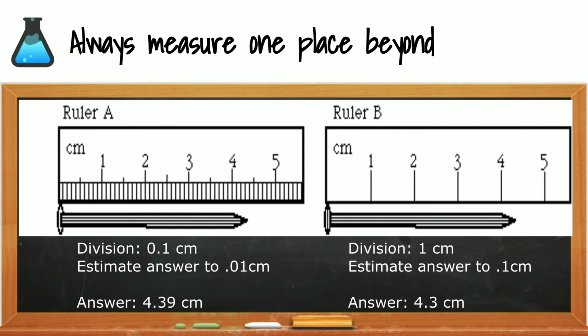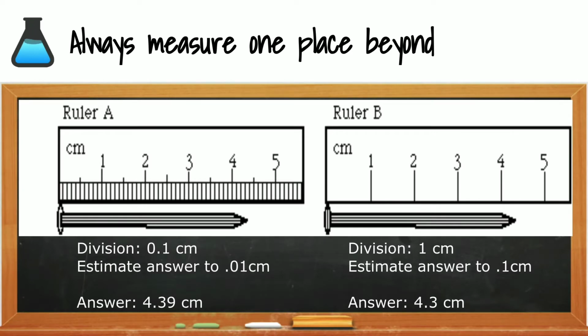So here again, we have rulers. On the left, the ruler includes the tenths place, and so our measurement has to include the hundredths place. So this nail has a length of 4.39 centimeters according to ruler A. Now, if you thought it was maybe 4.38, that's also okay because that last digit is an estimate.